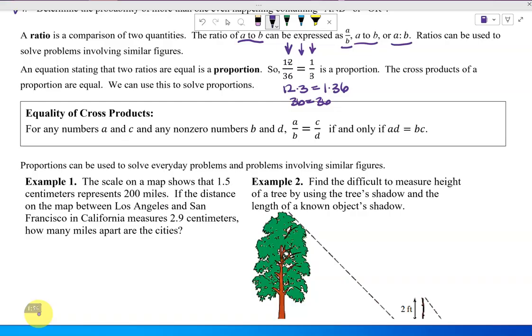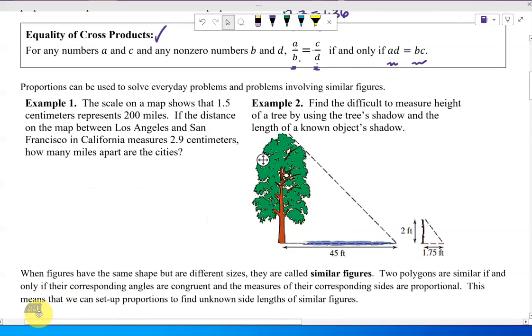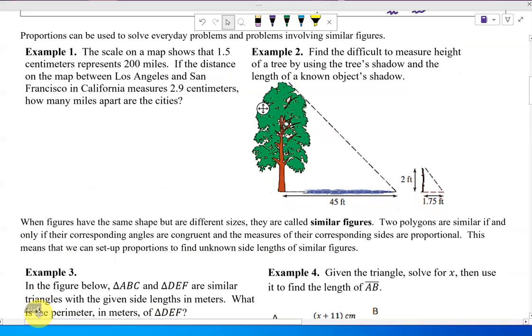So equality of cross products right here for any numbers A and C and any non-zero numbers B and D. You just have to make sure the denominators of fractions never equal 0. This ratio equals this ratio, or this proportion is true, if and only if the cross product is true. A times D right here has to equal B times C right here. So that's the cross product. Okay, proportions can be used to solve everyday problems and problems involving similar figures.